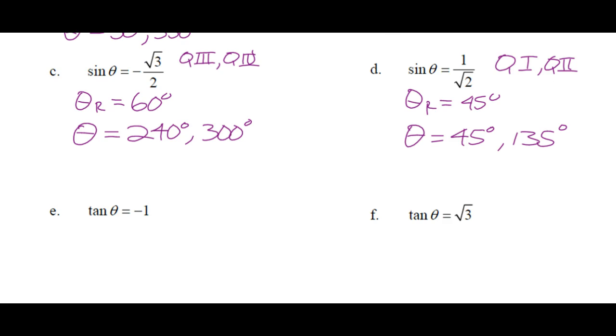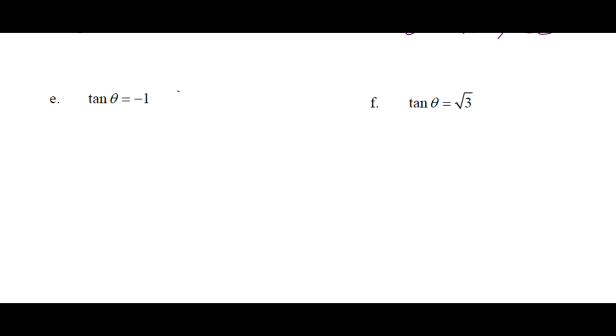Tan theta is negative 1. Where is tangent negative? 2 and 4. What's the reference angle for tan theta being 1? 45 degrees, right? Okay, so what are my angles?